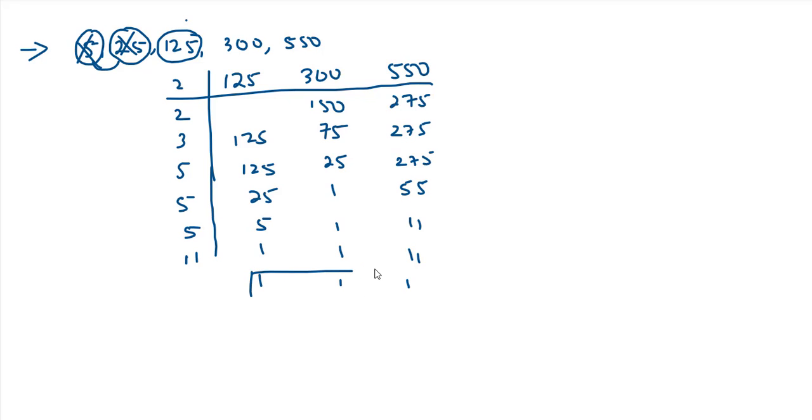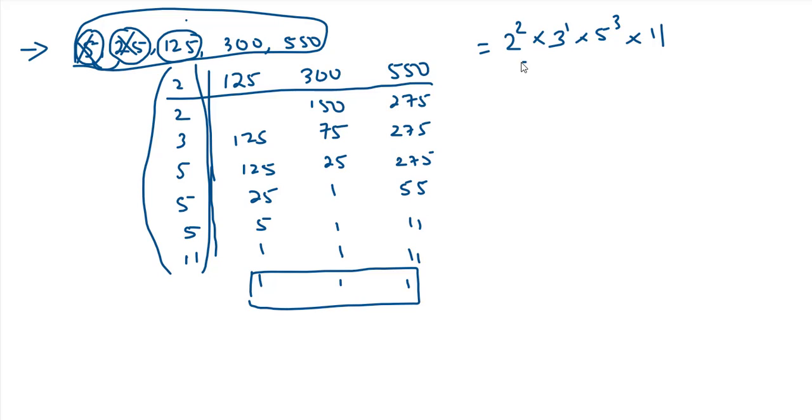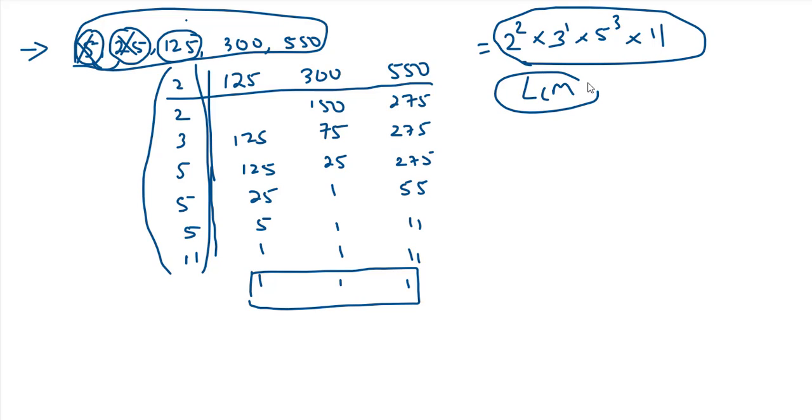Now since further division is not required, if you multiply all these divisors, we'll get the LCM of these numbers. So in this case the LCM will be 2 to the power square, since there are two 2s, there is only one 3, there are three 5s and 11. So if you multiply all these numbers, you will get the LCM of the given set.